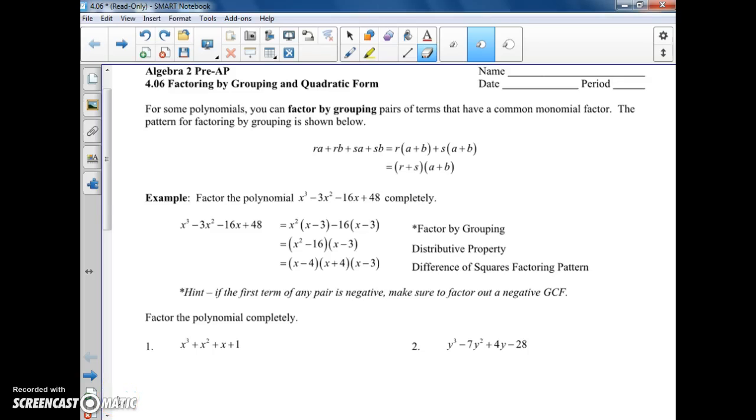When you have 4 terms in the polynomial, so you see here you have 1, 2, 3, 4 terms. Okay, the way you factor it is you do something called factoring by grouping. And this is really easy to do. All you do is this: take the first 2 terms, put a parenthesis around it, right? And take the second 2 terms and put a parenthesis around it.